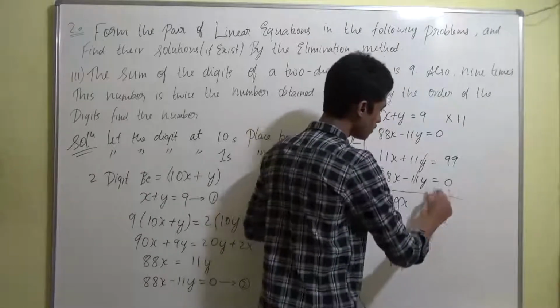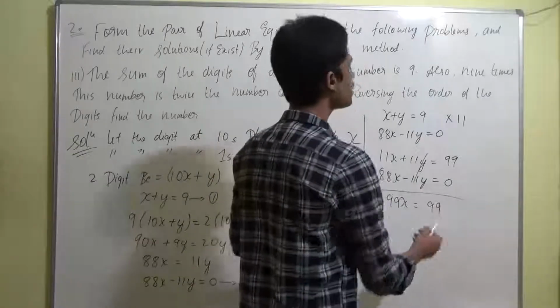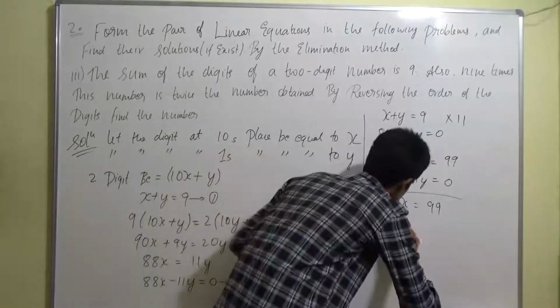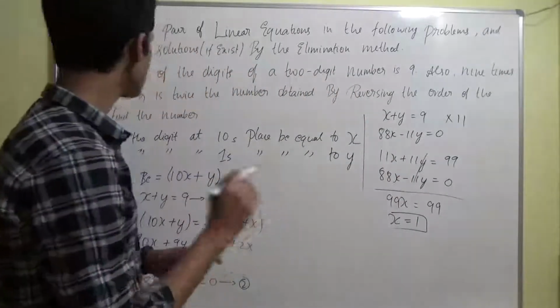99x equal to 99 plus 0 equal to 99, which means x equal to 99 by 99, which means x equal to 1. As simple as that. Getting it? Now we have to find the value of y.